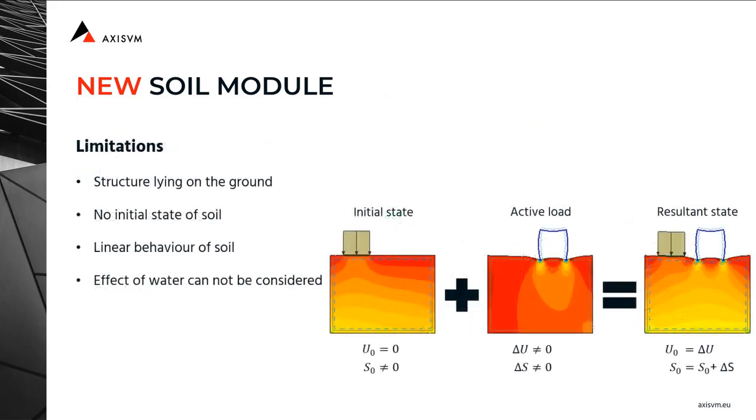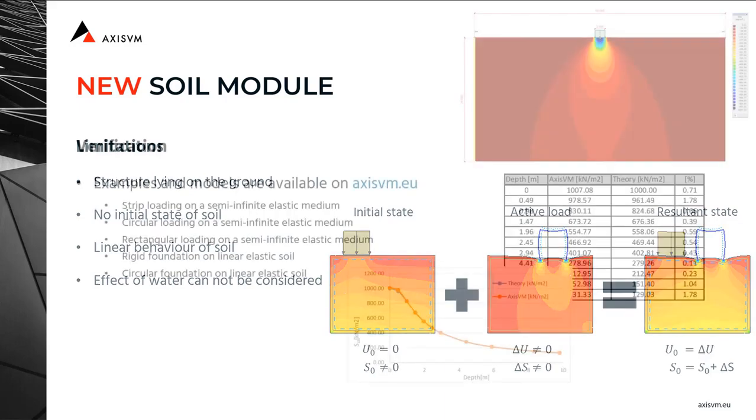As the current release is the first iteration of the module, which will be followed by additional features in the future, it is important to highlight current limitations. Namely, that the structure has to be lying on the ground, meaning that no basements can be modeled yet. Initial state of the soil cannot be taken into account directly. No slip surface is considered. The soil has linear behavior. Effect of the water cannot be considered yet.